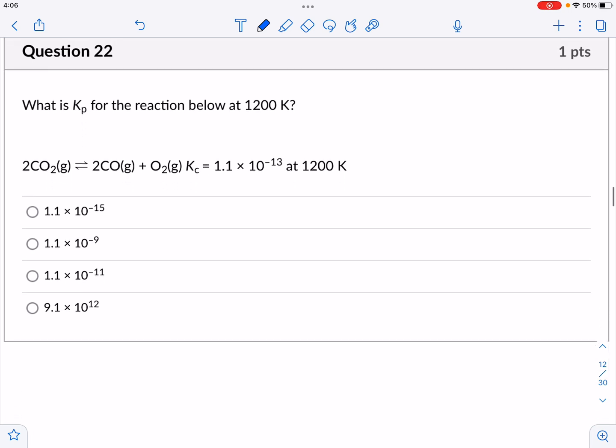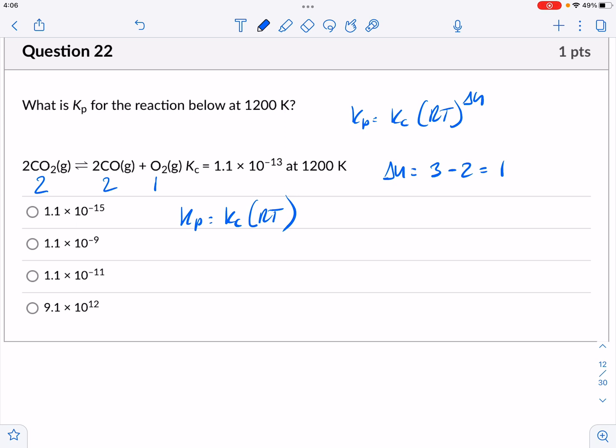So here we have to calculate Kp for the reaction, and if you remember correctly, Kp will be equal to Kc times RT raised to the power of delta n. So we have to determine what delta n is. On the reactant side we have 2 moles of gas, and on the product side we have 2 moles of carbon monoxide gas and 1 mole of oxygen gas. Therefore, delta n is equal to 3 minus 2, equal to 1. So Kp is equal to Kc times RT.